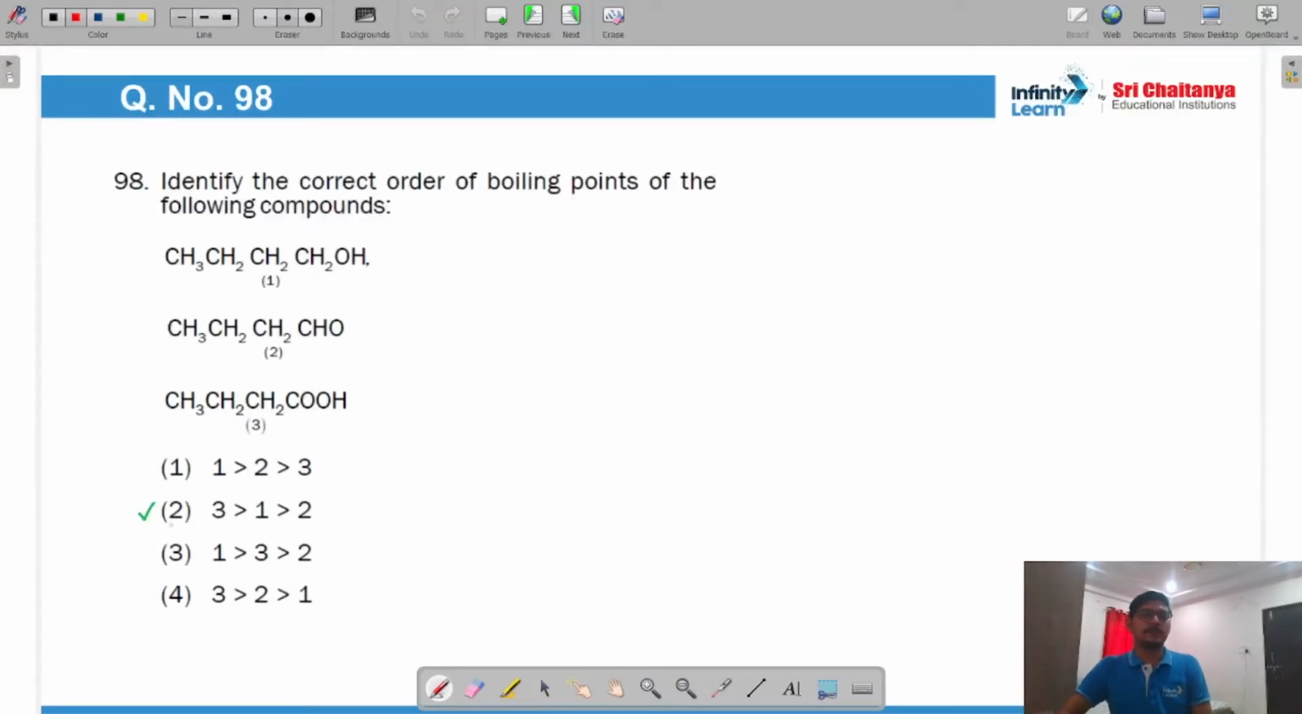Correct order of increasing boiling point, this is the correct answer. Carboxylic acid has the strongest hydrogen bonding, followed by alcohol, and then aldehyde does not have hydrogen bonding. It has dipole-dipole interactions which are weaker than hydrogen bonding. So this is the correct answer.